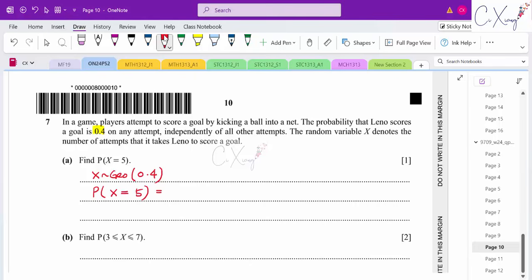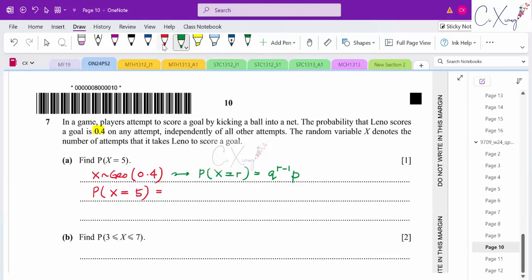So what's the general formula for this one? For a geometric distribution, the probability of x equals r is equal to q to the power r minus 1, then multiplied by p. That means you are having failure for r minus 1 times, then the last time we get the successful trial. So by right, this is the general formula.